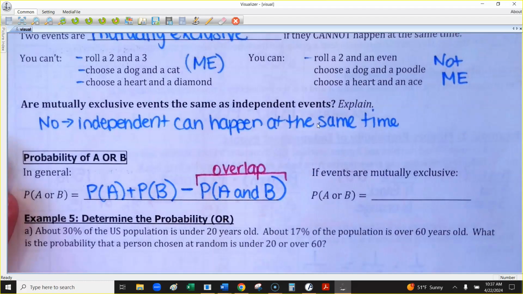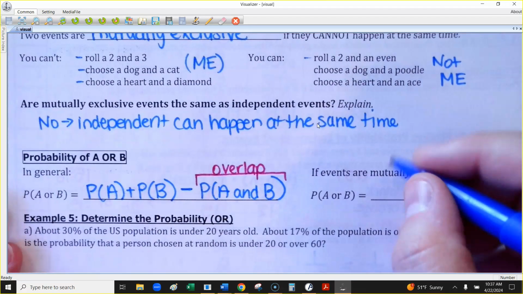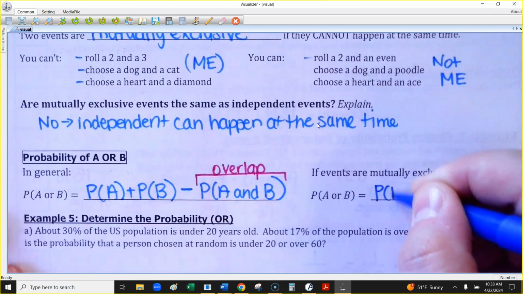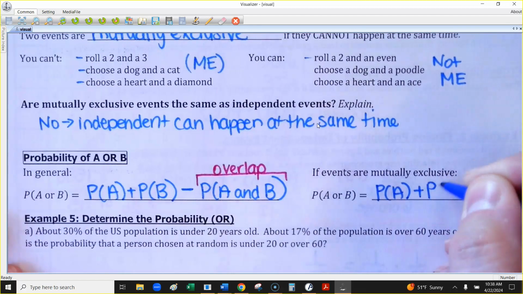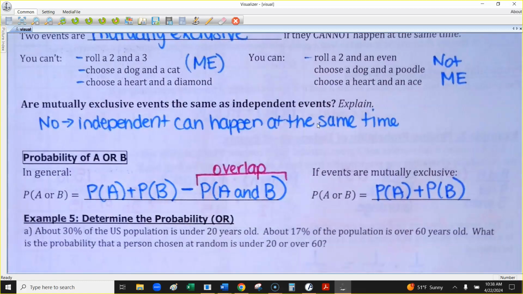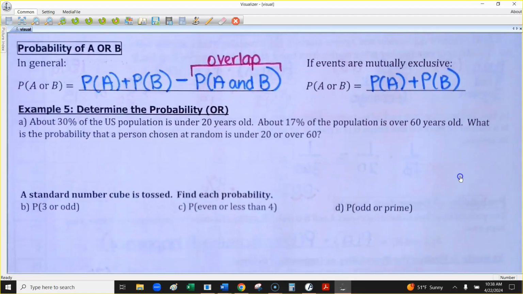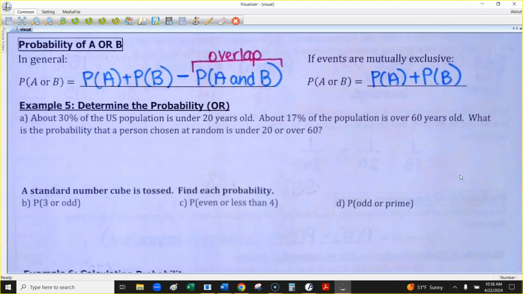Now, if they're mutually exclusive, they can't happen at the same time. This is a little bit easier. It's just the probability of A plus the probability of B. So we just have to determine if there's an overlap when we do these questions. Can they happen at the same time or can they not?